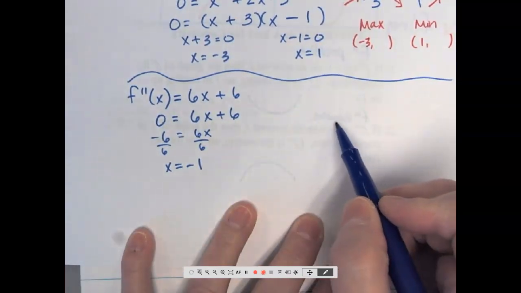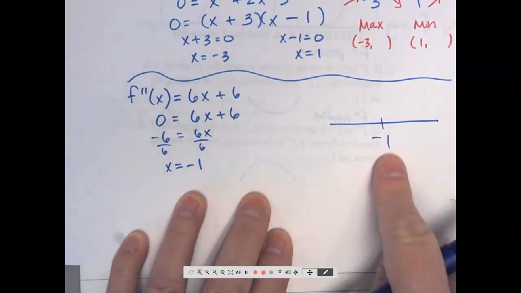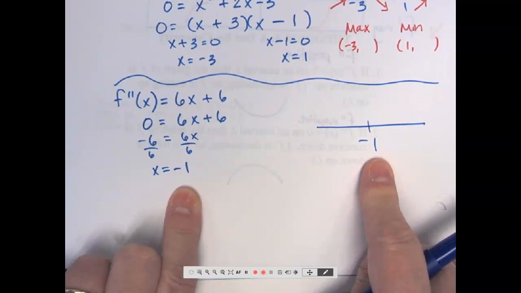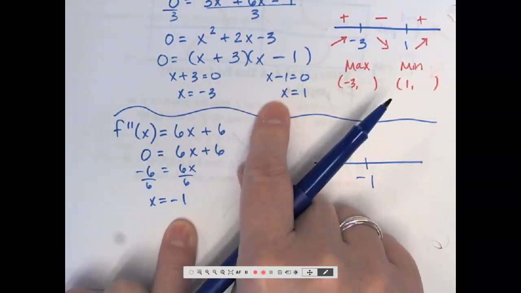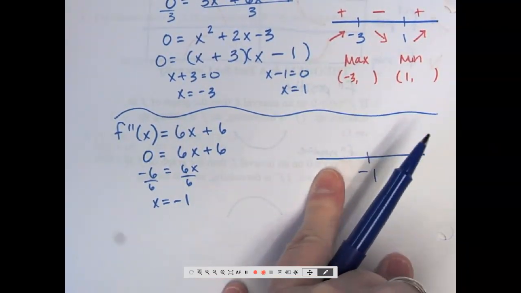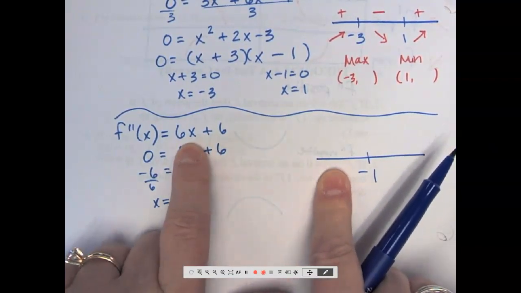Okay, I'm going to make a sign chart for the second derivative. There's only one point that I need to put on that sign chart, and that's the negative 1. I had 2 up here because I had 2 solutions to that equation. Okay, so let's pick a number to the left of negative 1. If I choose negative 2, and I sub it back in that second derivative, do I get a positive or a negative?